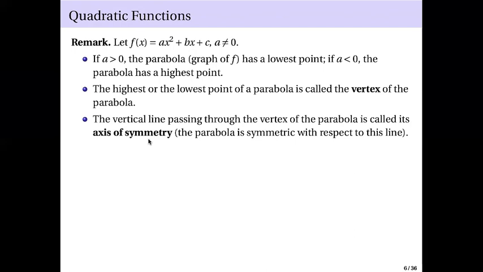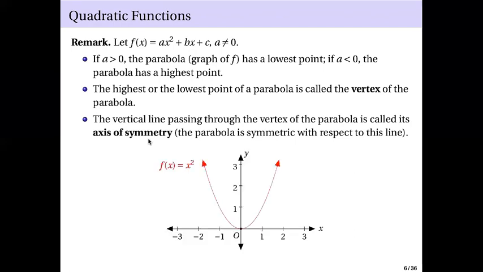will just overlap. So for example, we have here your function f of x equals x squared. So this is the parabola. So a is positive in here, so it has a lowest point. This is that lowest point. And then the axis of symmetry is the line passing through the vertex. So this is the vertical line passing through the vertex.